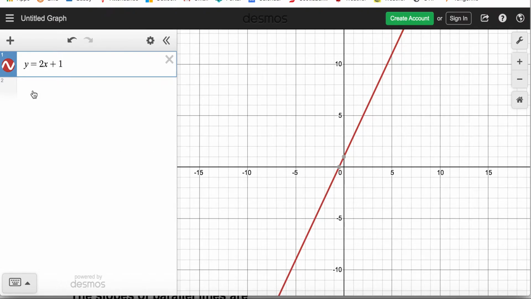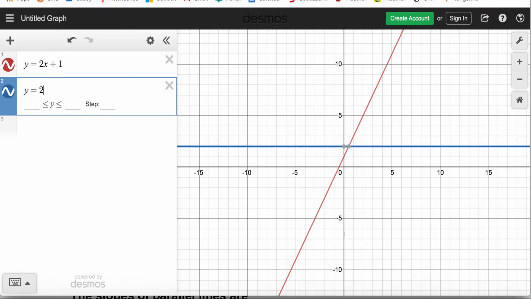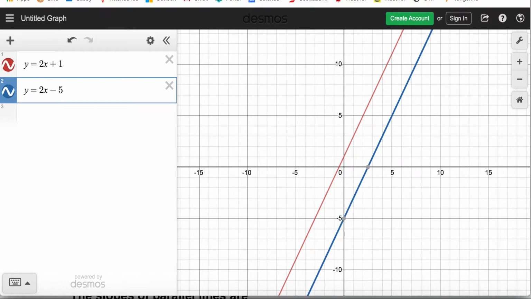If I add another line, y equals 2x minus 5. So now we have a different line, but these 2 equations have the same slope. They have the same m. They don't have to have the same y-intercept. In fact, when the y-intercepts are different, that's what makes the 2 lines parallel. So because these lines have the same slope, the incline of each line is the same.